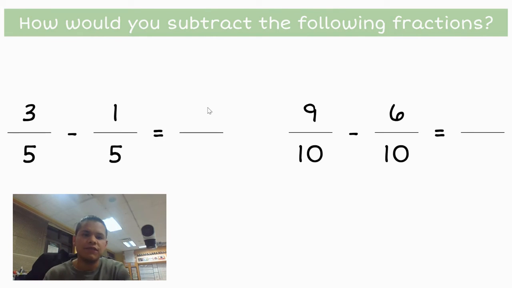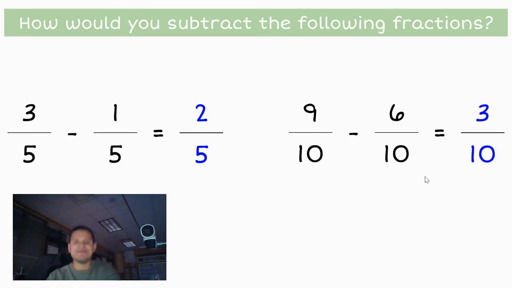So how would you subtract the following fractions? Hopefully you noticed it's just like adding fractions, and you only have to subtract the numerator when they have a common denominator. So this is 5 and this is 5. 3 fifths minus 1 fifth, well, you just subtract the numerator. So 3 minus 1 is 2. You keep your denominator the same, so 3 fifths minus 1 fifth is 2 fifths. How do you subtract 9 tenths minus 6 tenths? 9 minus 6 is 3, and you keep your denominator the same.